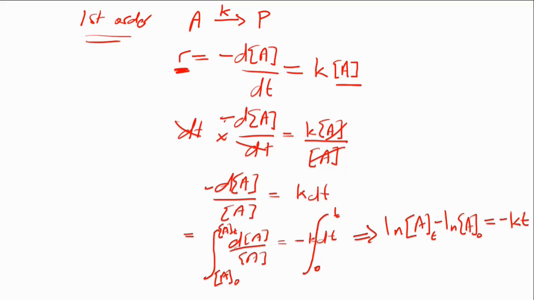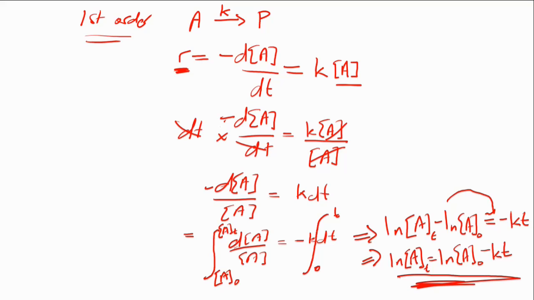Okay, we could then rearrange a little bit by taking this one over the equal sign. So we have now ln a at t is equal to ln a naught minus kt. Okay, this is a very important equation. This equation down here, very, very important. This is what we call the integrated rate expression for first order reactions.